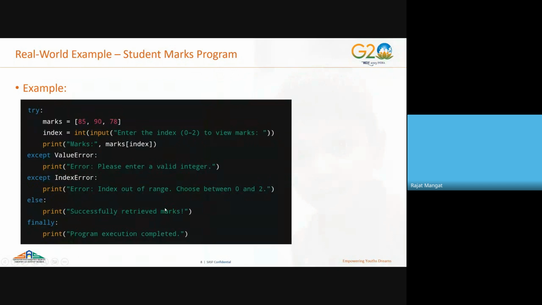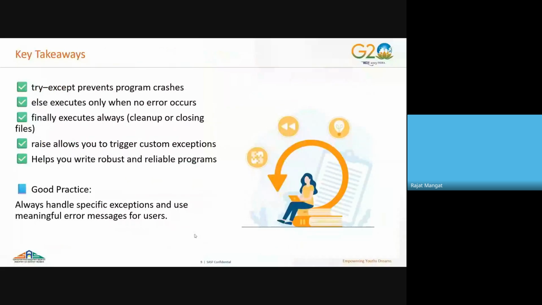So what are the key takeaways from today's session? Try except prevents program crashes, as we have seen through the code and the live examples, that our program is not getting crashed. But what we mean by crashing is basically this.